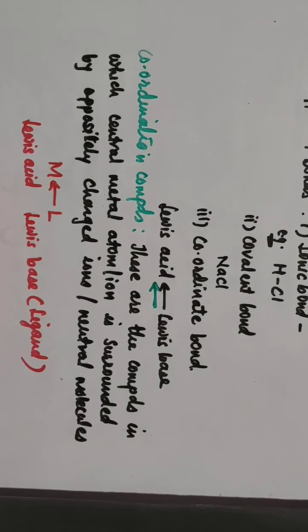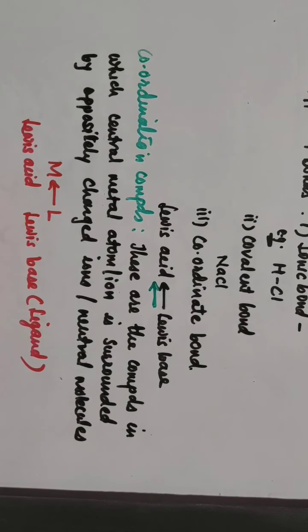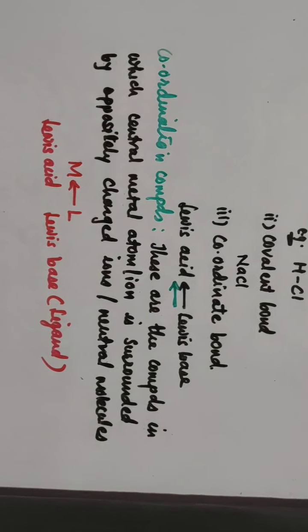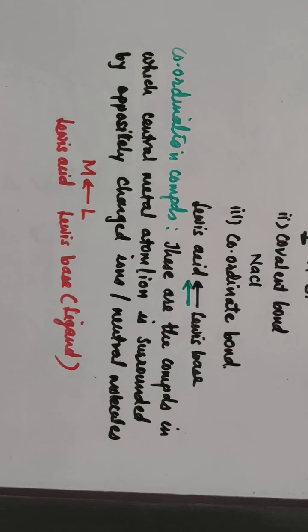Actually the tendency of metal is to donate electrons and acquire positive charge, because metals are electropositive in nature. But in case of coordination compounds, metals act as electron acceptors or Lewis acids, and only those metals which have d orbitals can accommodate incoming electrons in their empty d orbitals and form coordination compounds.